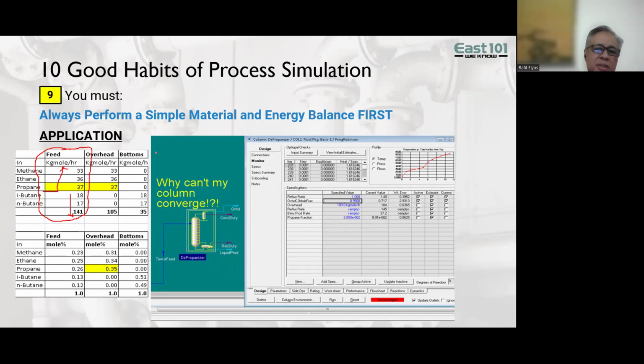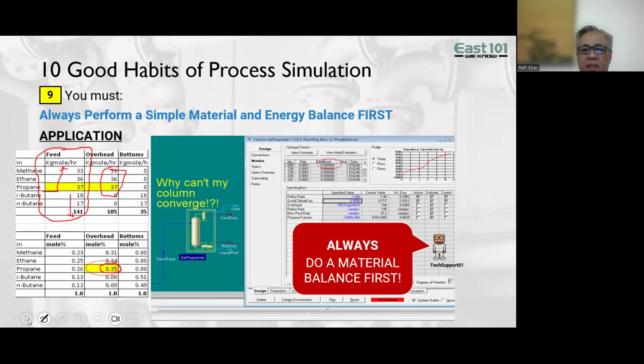Propane and lighter goes up. And I know this, if I send all my propane at the top over here, there's no way I'm going to get 95% propane. Why? Because I've got methane and ethane as well. So I can only get about 35% propane at the top at the most. So that's not going to happen. The issue over here is that I'm not going to be able to meet this because I can't meet the material balance as it is. So it's really important to do a quick hand calc first.